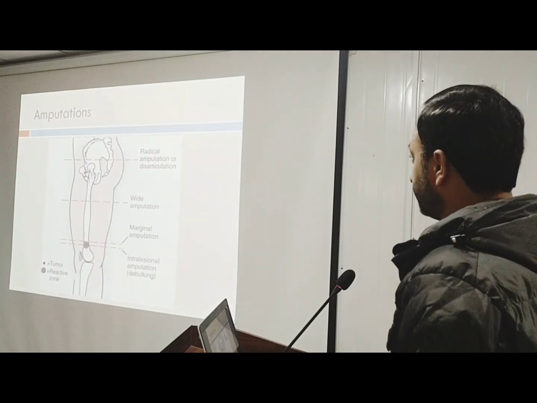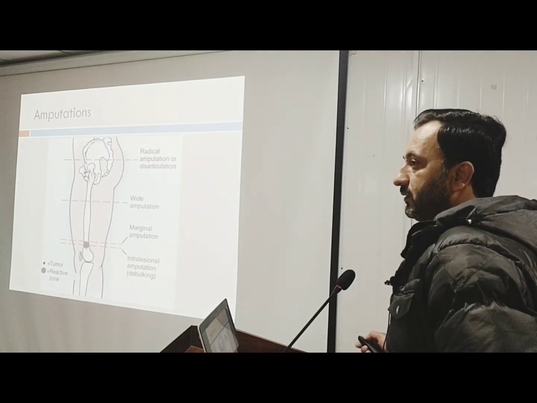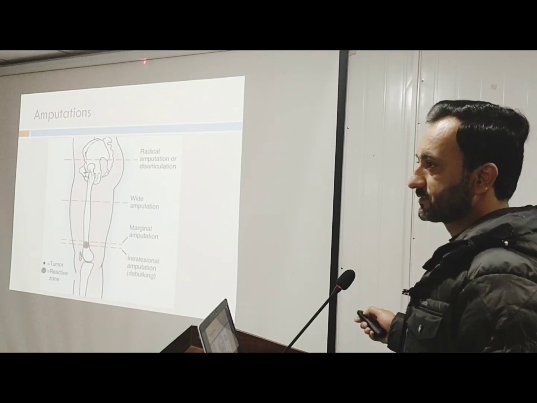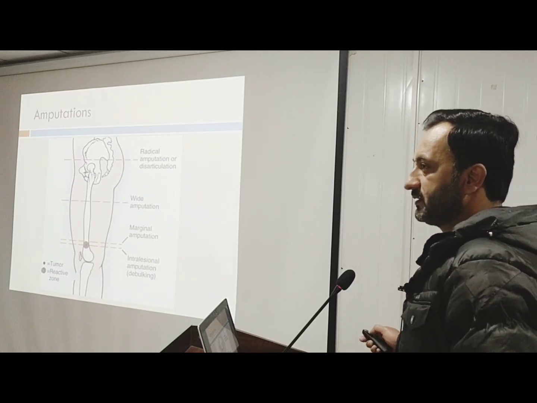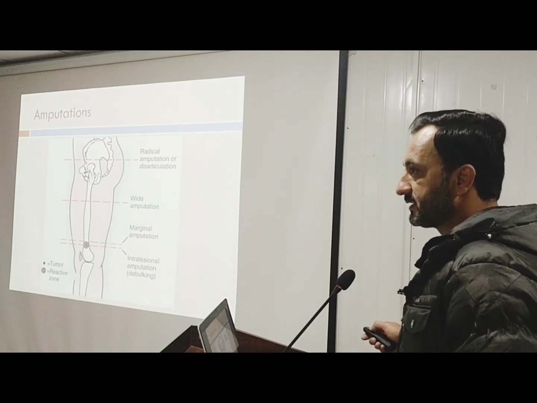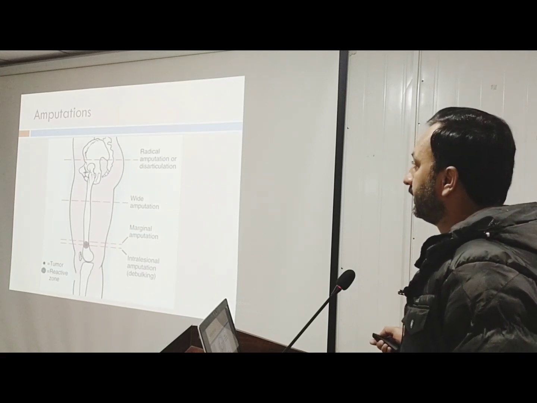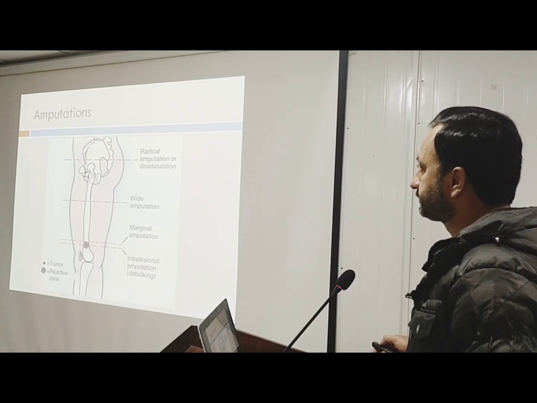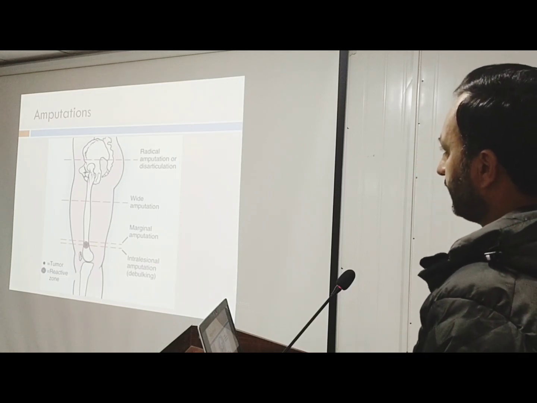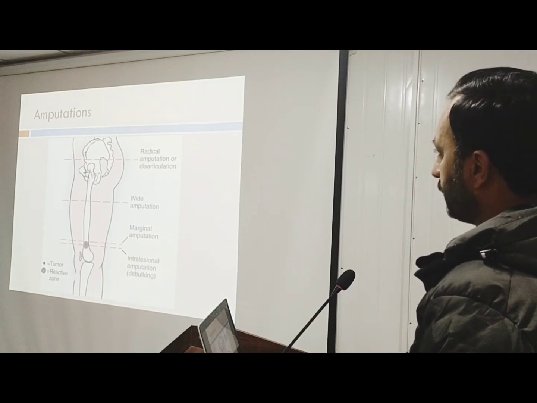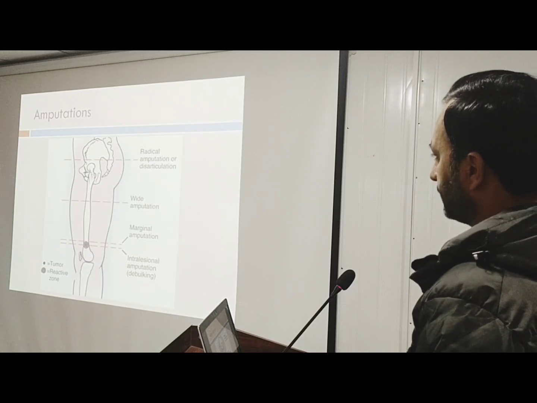Coming to amputation: we talked about wide resections and reconstruction. One option is wide resection and reconstruction with an allograft prosthesis or endoprosthesis. The other option is amputation. Amputation could be radical, wide, marginal, or intralesional.